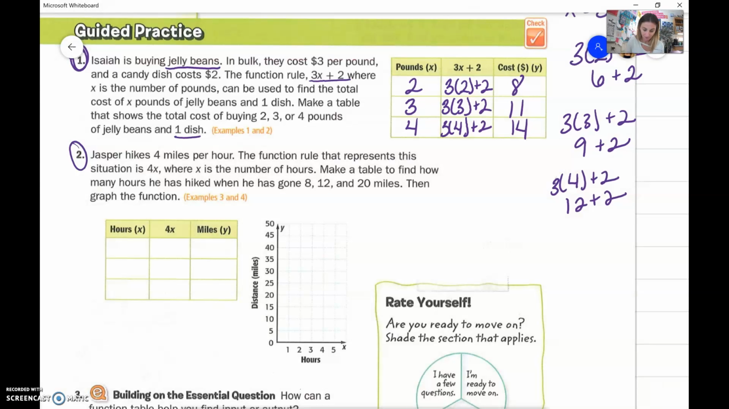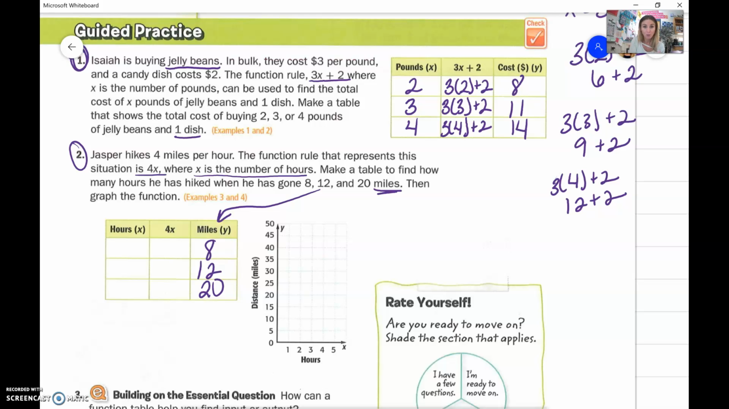There we go. Okay. All right, so taking a look at the next problem, it says Jasper hikes 4 miles per hour. The function rule that represents this situation is 4x, where x is the number of hours. Okay, it's already labeled. Make a table to find out how many hours he hiked when he had gone 8, 12, and 20 miles. Notice this is miles, therefore it has to go in the column that is miles. So we cannot put it in the number of hours. That's not the number of hours, that's the number of miles.